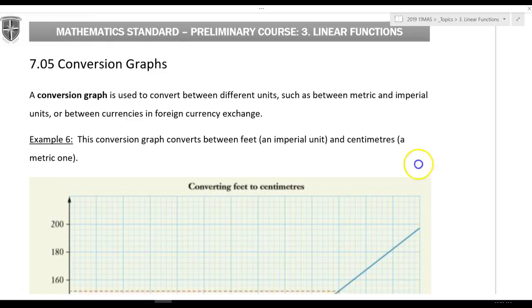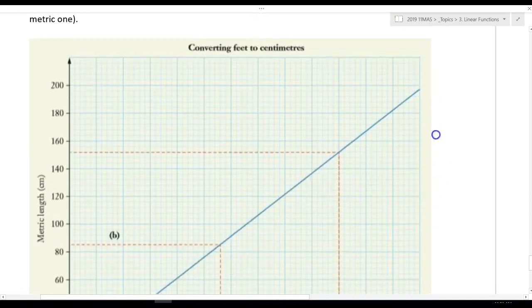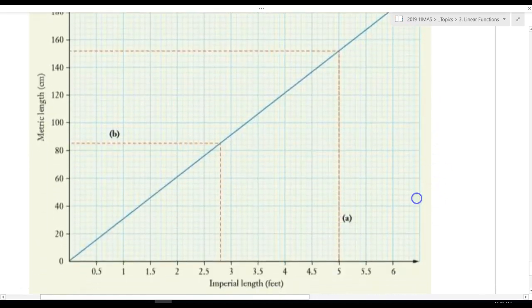Well, these typically will be direct linear variation. That is, they are a straight line and they have a y-intercept of 0. If you think about things like that, 0 feet equals 0 meters, 0 US dollars equals 0 Australian dollars. However much 10 Australian dollars is in US dollars, if I double the Australian dollars, I have double the US dollars.